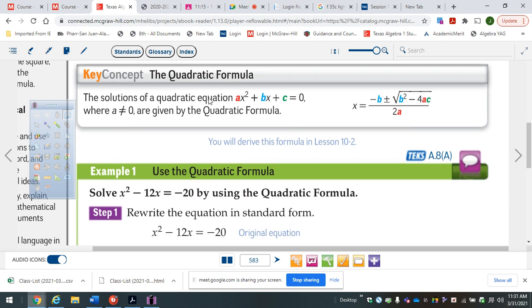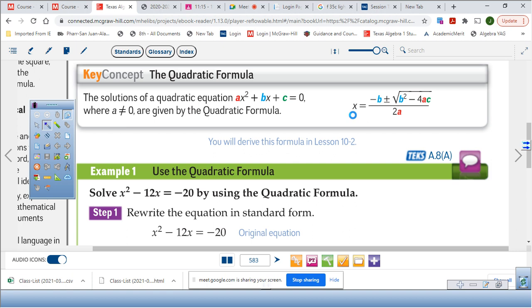Okay, so the quadratic formula is right here. The solutions of the quadratic equation ax squared plus bx plus c is equal to 0, where a is not equal to 0, are given by the quadratic formula. Wait, what is this? x equals, oh, they're saying my x-intercept, right? So therefore, copy this down.